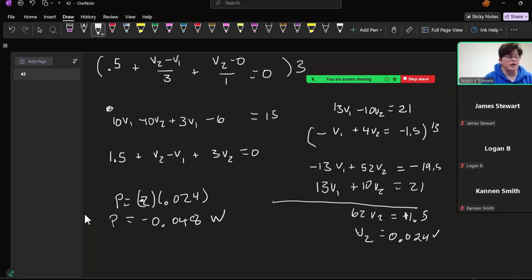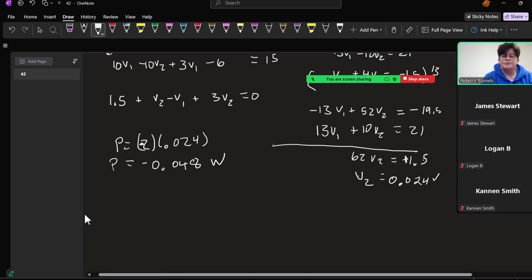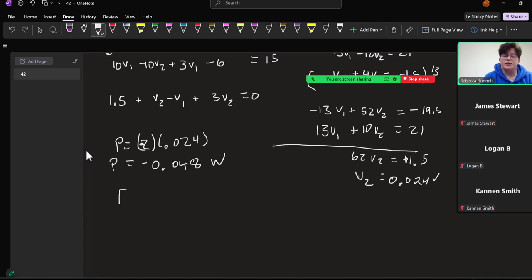Watts. So is it supplying or absorbing? It is supplying because it's negative. Okay, so it's supplying, and we're supposed to find out how much energy.